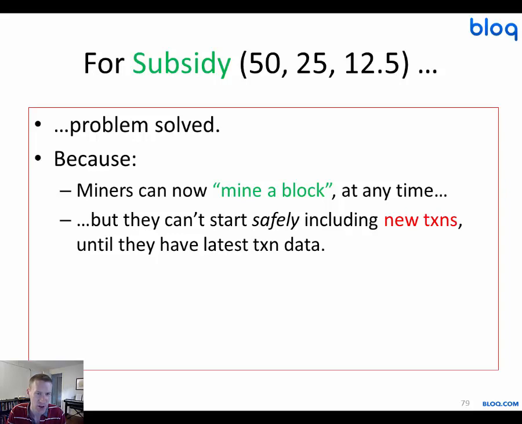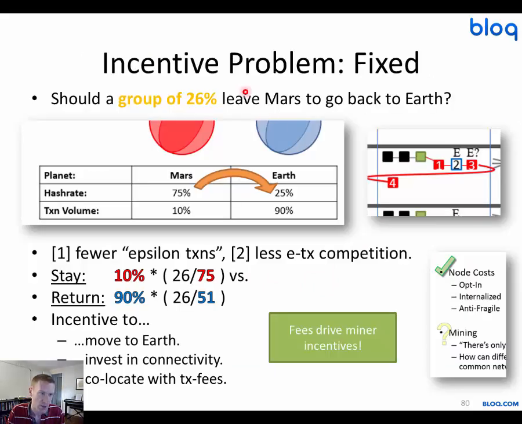The subsidy is still very high relative to the transaction fees, 12.5 versus, the last time I checked, about 1 Bitcoin per block in transaction fees, so it's still about 12 times more significant. And this solves this problem because miners can now mine a block at any time. But what they can't do is safely begin to include new transactions until they have the latest transaction data. So I'm going to claim that this fixes this incentive problem.